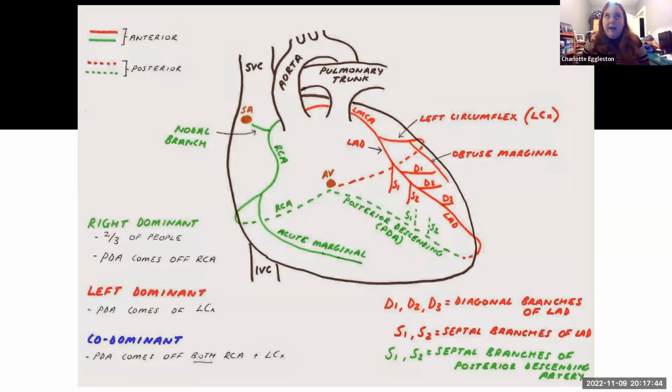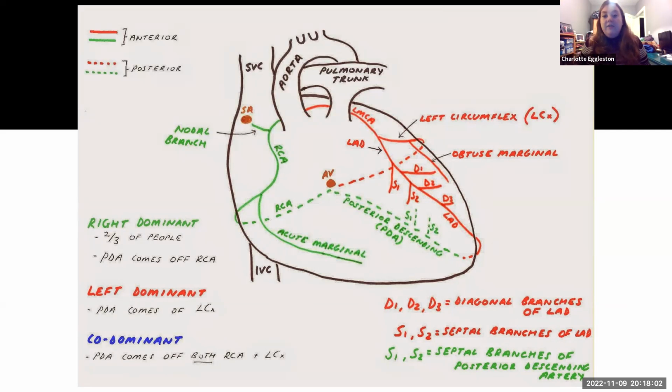With our ST changes, this is where it becomes really important in terms of which bits look at what part of the heart, and this is all to do with the coronary artery anatomy. Again, I was rubbish at anatomy at med school, so I hated diagrams like this, but I think this one's quite helpful.